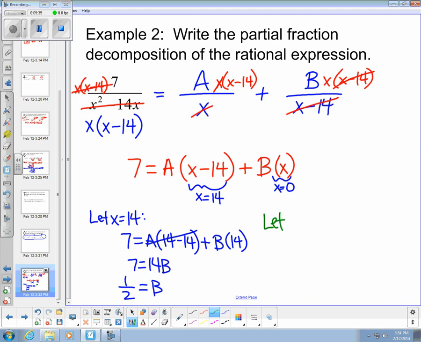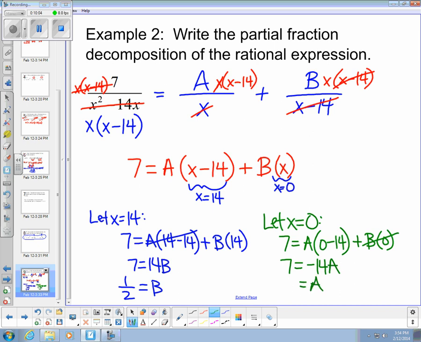Okay, that's one of my constants. I need the other one, so I'm going to let x equal 0. Okay, so now I'm going to put a 0 everywhere I see an x. So 7 equals a times 0 minus 14 plus b times 0. Well, b times 0 cancels itself out. So now I have 7 equals -14 times a. If I divide both sides by negative 14, I'm going to come out with a equals negative 1/2.